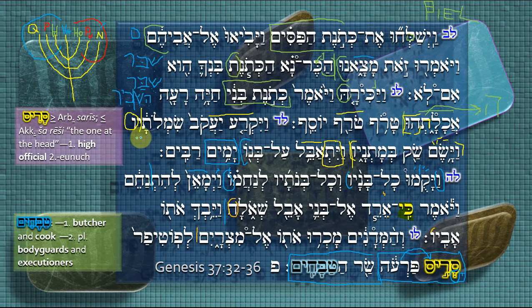And then hofal is the passive of that. So hushbar. Maybe I'll just stop drawing now. So it's passive but causative. So it was caused to be broken. You see, it doesn't always fit nicely.